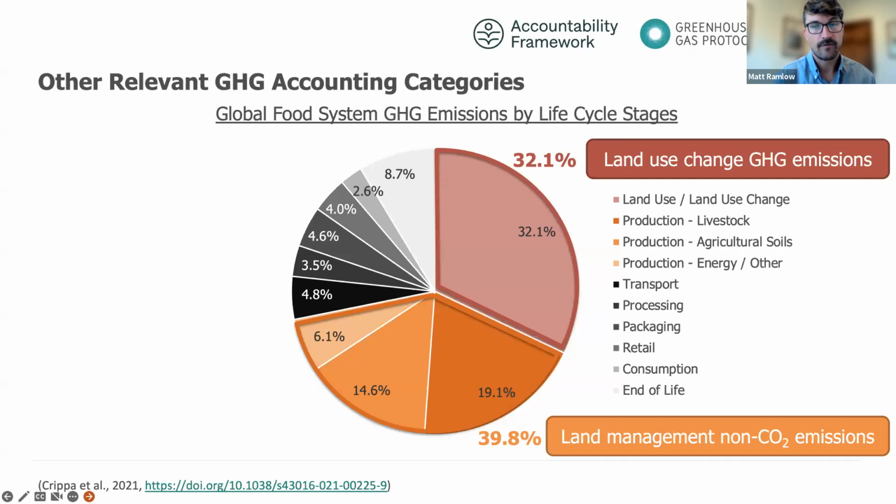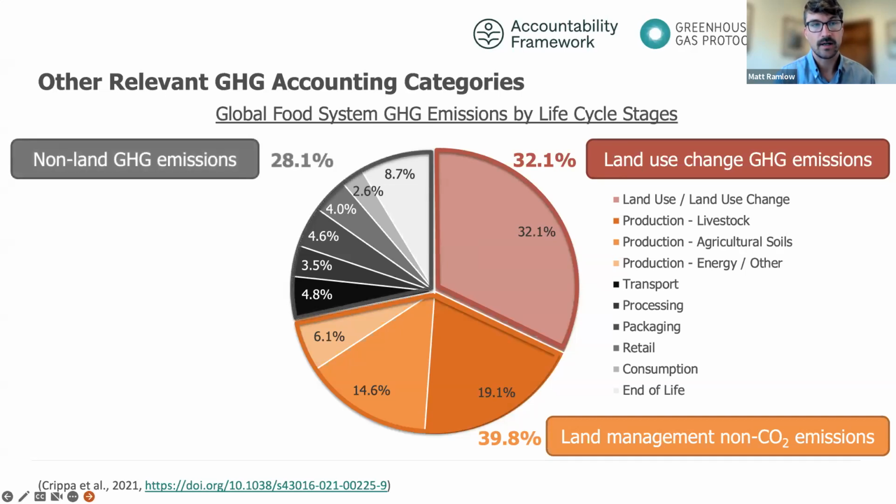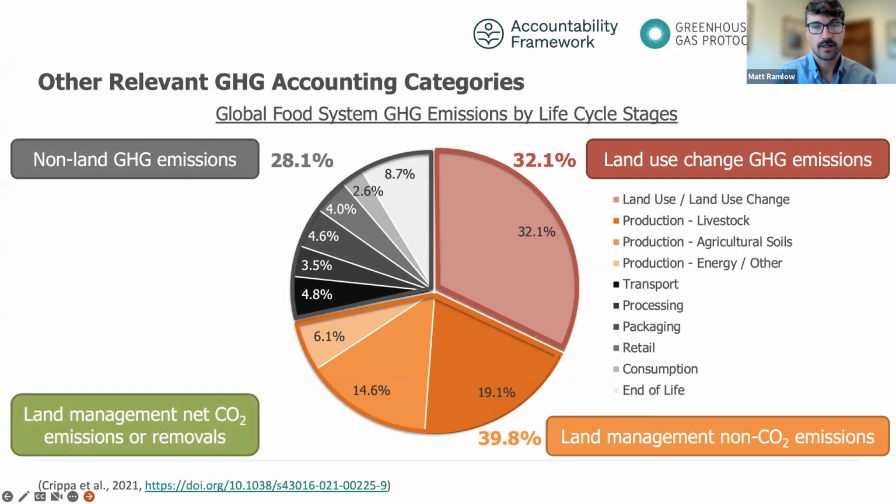Finally, if you look at the other stages of the food system value chain of transport, processing, packaging, retail, consumption, and end of life, such as waste, this makes up 28% or roughly another 1/3. So this is just to highlight the fact that for companies that are setting FLAG targets, while land use change is a critical component of this, there's also work that needs to be done on some of these other emissions as well that contribute to their targets.